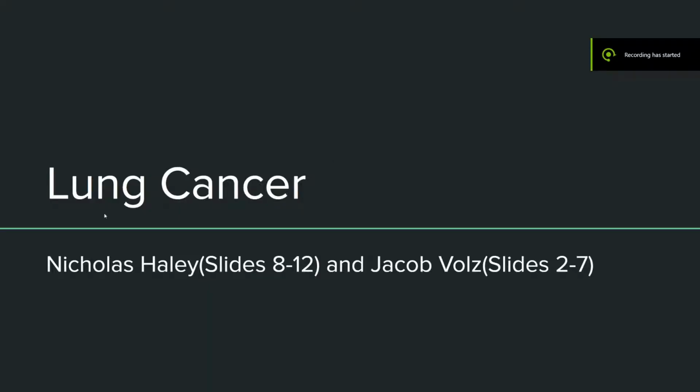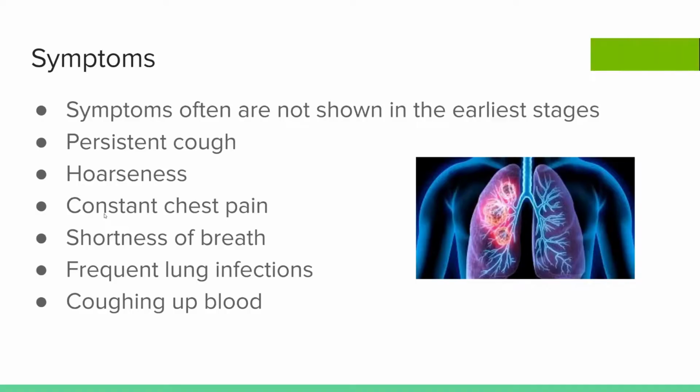Alright, so we decided to do our presentation on lung cancer. The symptoms on this first slide are the symptoms caused by cancer localized in the lungs. These symptoms include a persistent cough that gets worse over time, hoarseness of the throat, constant chest pain, shortness of breath, and frequent lung infections like pneumonia and bronchitis, as well as coughing up blood. These symptoms are not often shown in the earlier stages of cancer and usually only show up in the later stages.